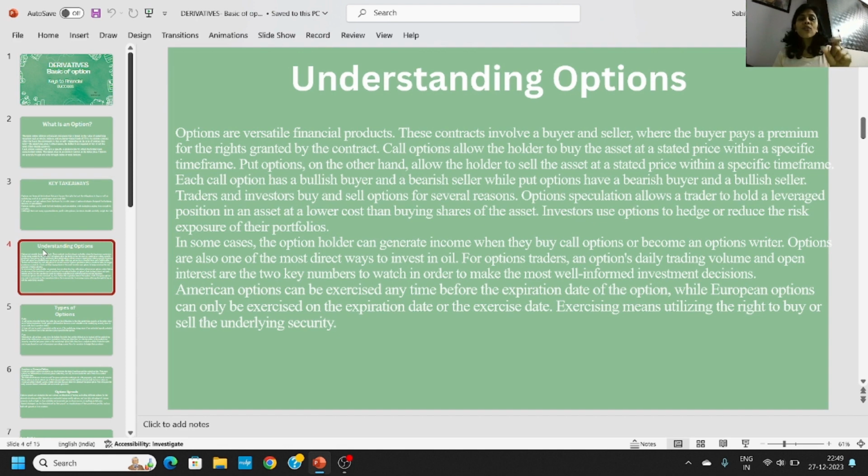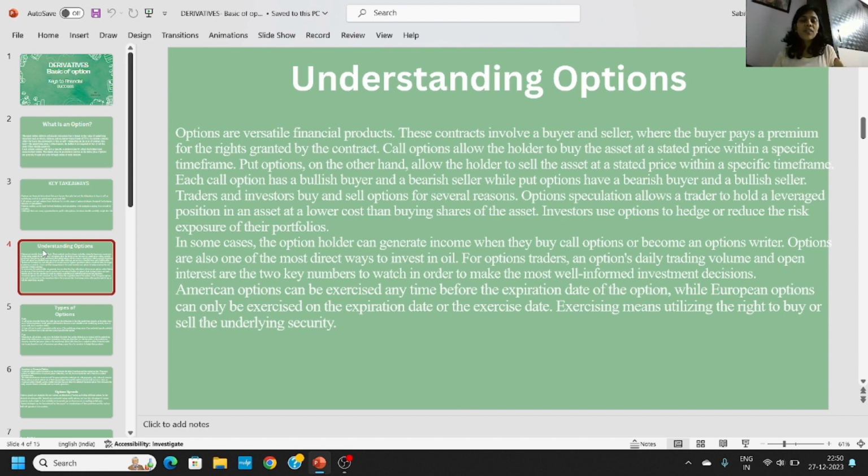For example, if I have to buy a Bank Nifty call option, I have to see whether it is a weekly expiry contract or a monthly expiry. On the basis of that, the strike price should be chosen. For example, if today I want to buy a Bank Nifty 48,200 call option, a call option means I am thinking that the market will go up, so I will buy the call option.